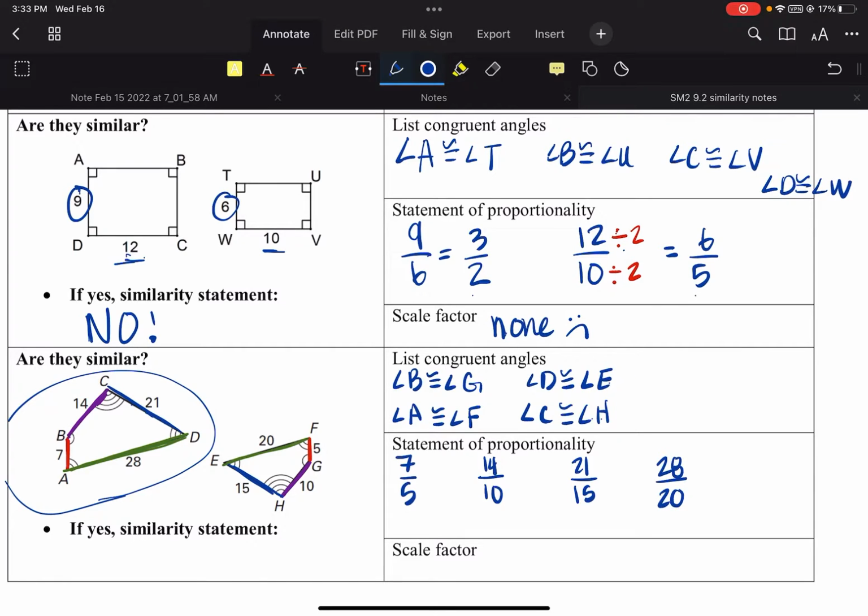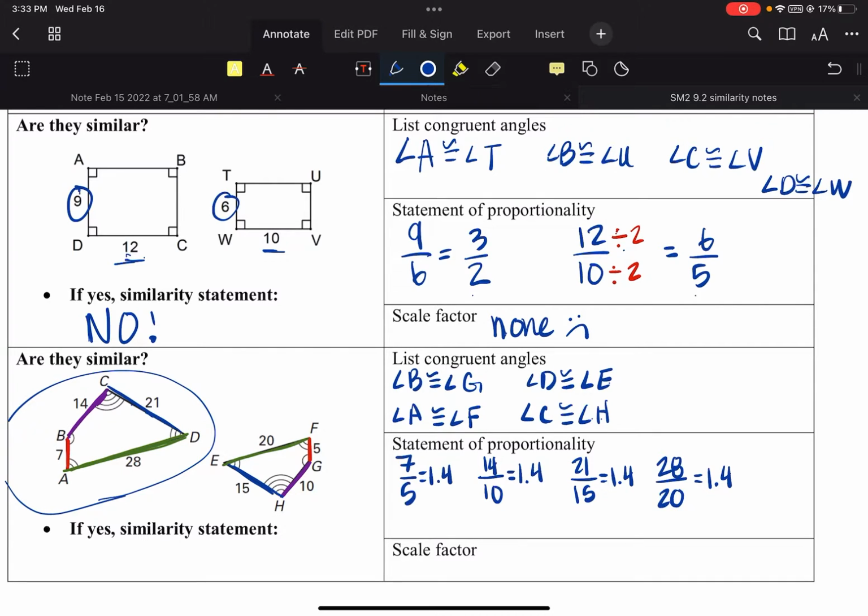So let me show you guys another way that you can confirm if these fractions are all equal to each other. We've done it before by simplifying each of the fractions to see if they're equal. You could also convert the fractions to a decimal. By doing 7 divided by 5, you'll get 1.4. 14 divided by 10 in your calculator, you're going to get 1.4. 21 divided by 15, you're going to get 1.4. 28/20 in your calculator, you're going to get 1.4.